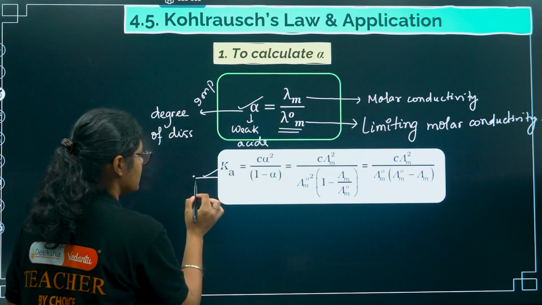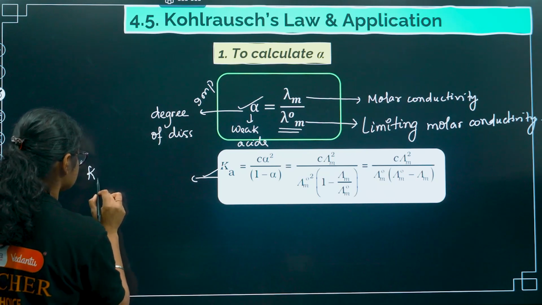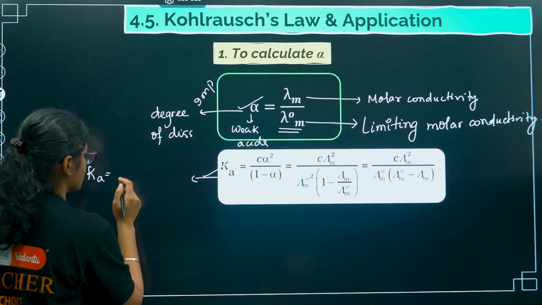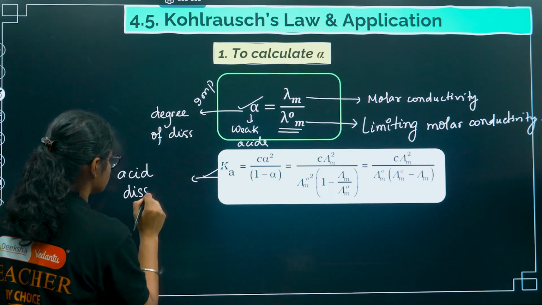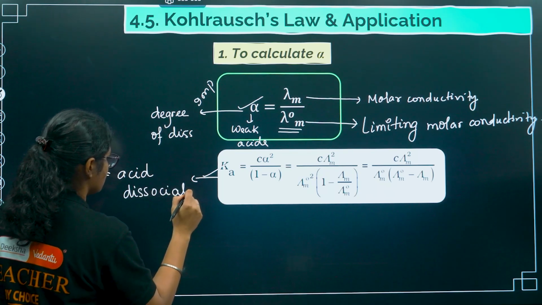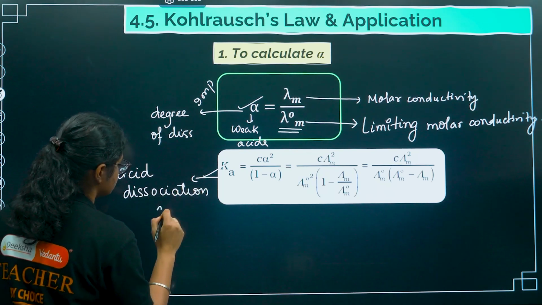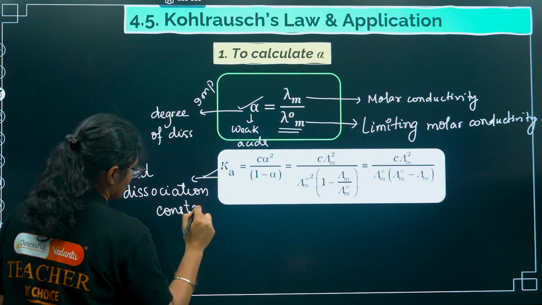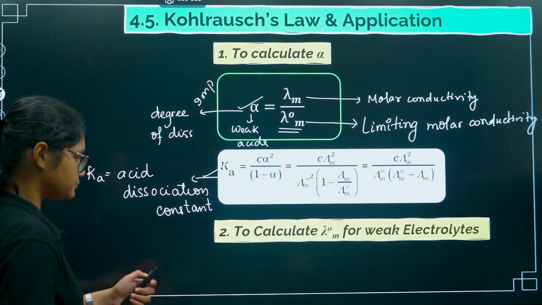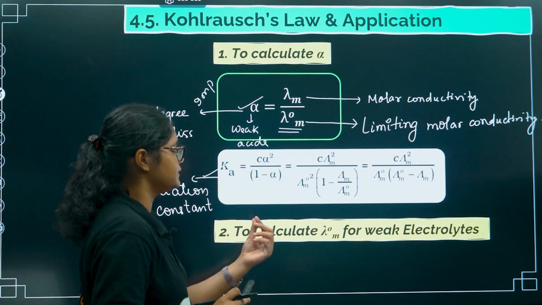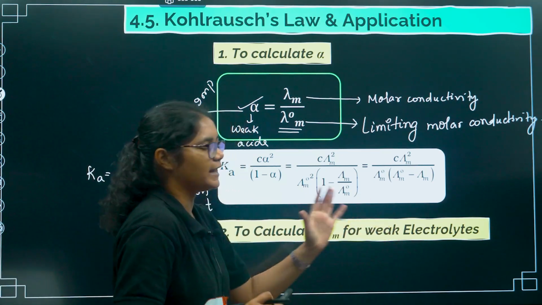What is Ka here? Ka is acid dissociation constant. Okay. Now coming to another application of this one, which is to calculate lambda naught m for weak electrolytes.